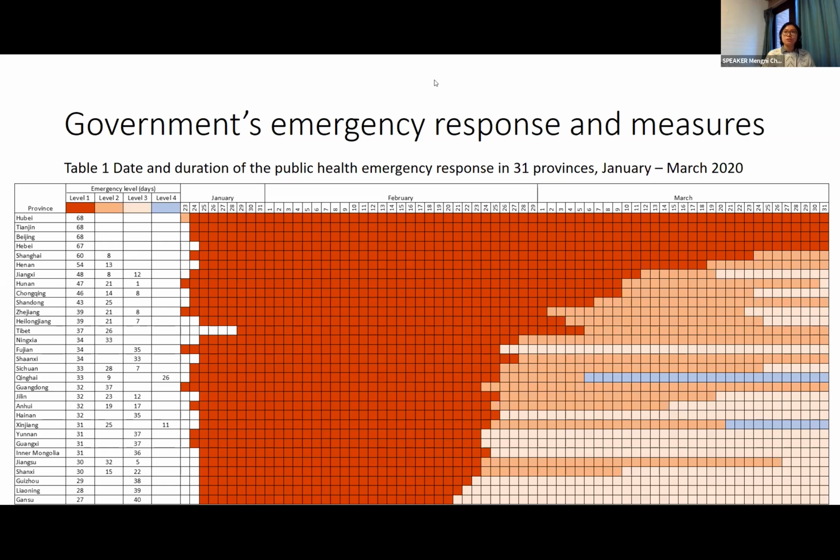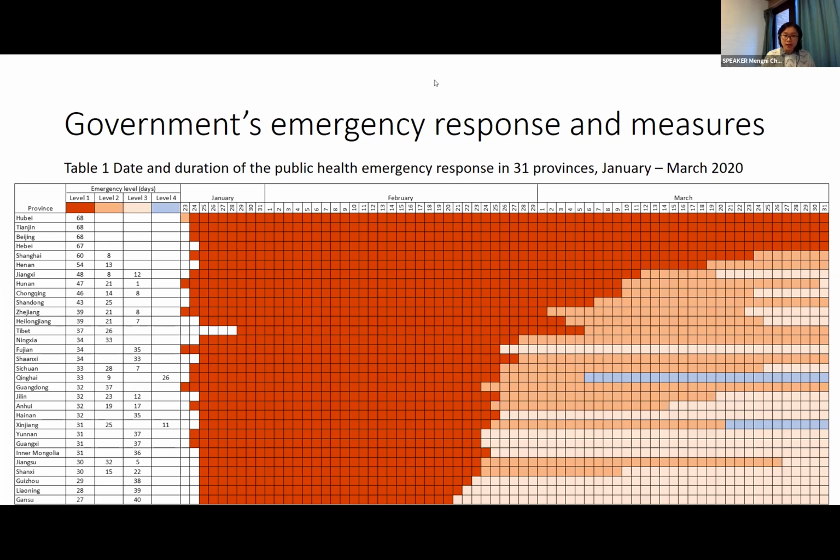This is very important background for us to understand. Of course, faced with the rapid transmission of COVID-19 in China, the central government and the provincial governments have taken responses. Actually, in China there are 4 levels of emergency response to deal with public health crises. The first level is the strongest, and very often includes measures such as closing down shops, restaurants, and shopping malls, as well as shutting down public transportation.